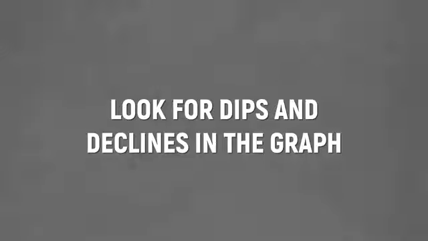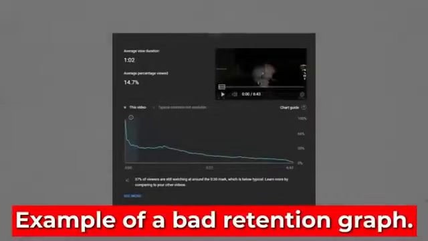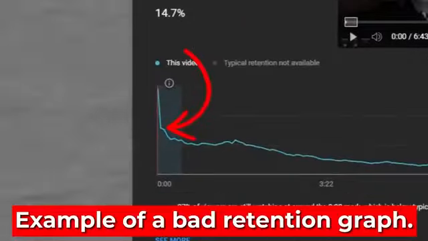And the way you see where viewers are clicking off your short by using this graph is to look for dips and declines in the graph. For example, if I had a graph that looked like this, I'd probably want to figure out what happened at this point and not do that again, because as you can see, it caused me to lose a bunch of viewers.